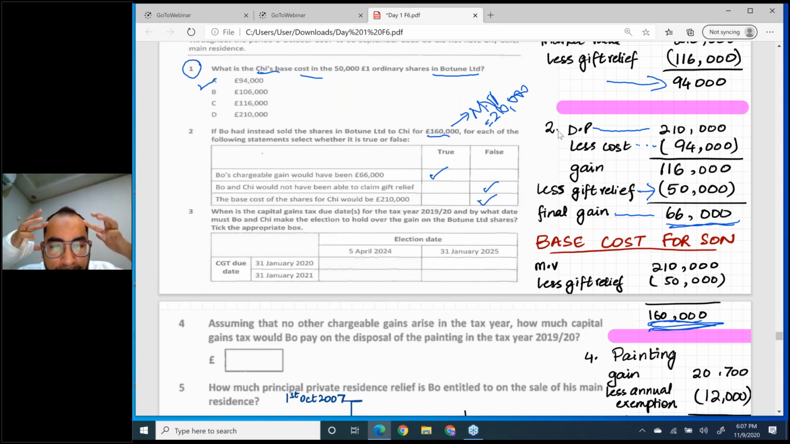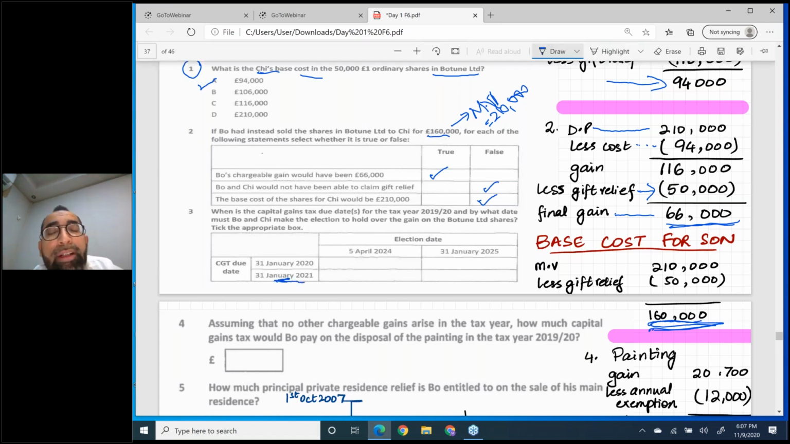And what is the due date? Let me tell you. After the end of the fiscal year, it is the 31st January following the end of the fiscal year. The 19/20 fiscal year ends on 5th April 2020. So what comes after 5th April 2020 is 31st of January 2021. This is the due date for CGT payment.